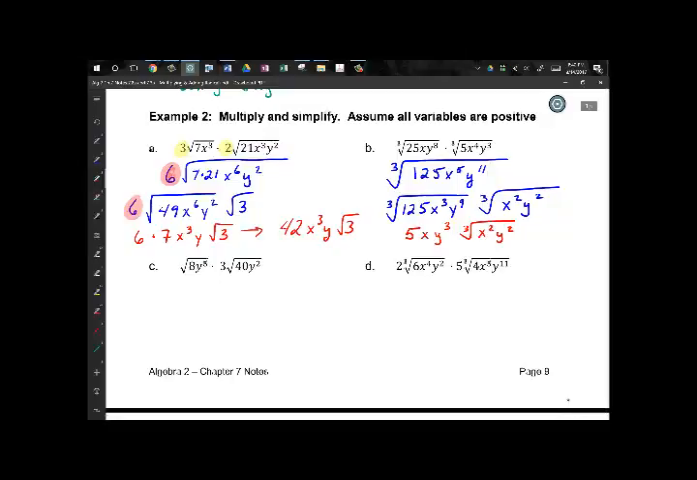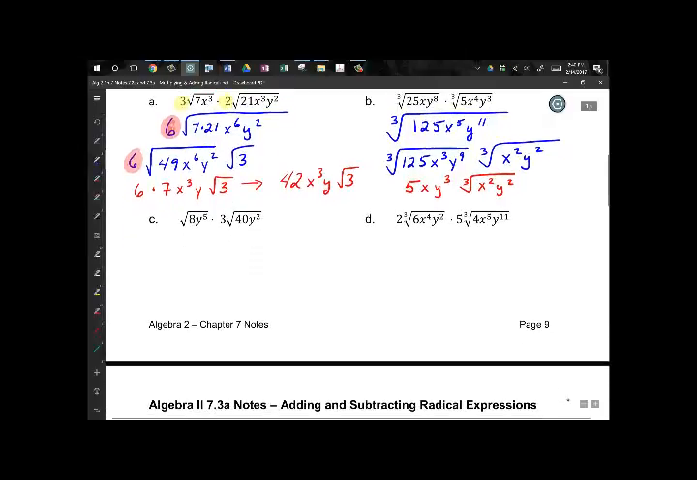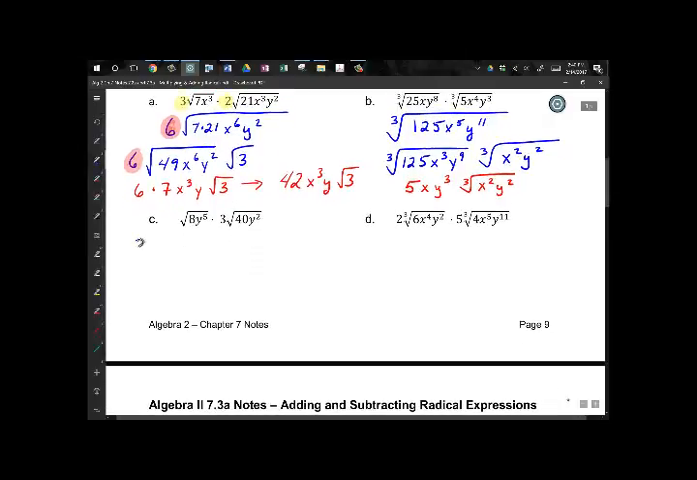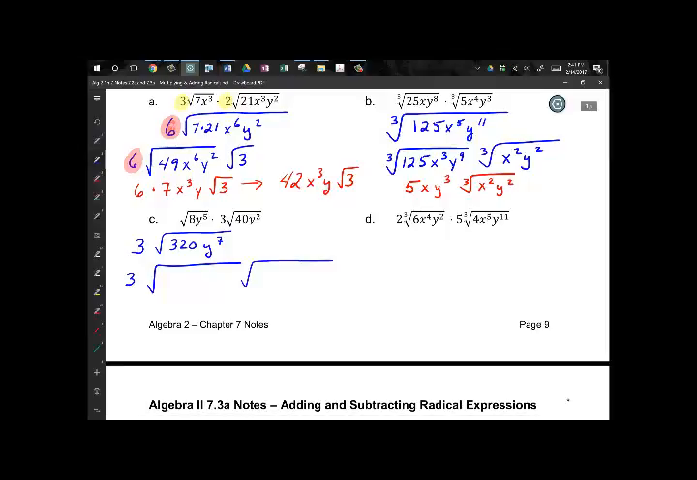Let's try 2 at the bottom. We have a square root here on the bottom left. We have a 3 in front, so that 3 is going to come way out front, and then we're going to combine our radicals. 8 times 40 is 320. Then we have y to the 7th. Now we're going to break this into a perfect square and what's left over. Remember, you're going to have to bring down that 3 in this case to make it easier and straightforward.